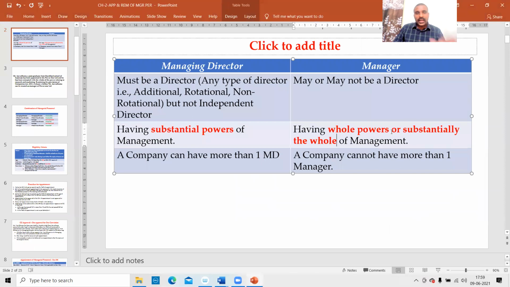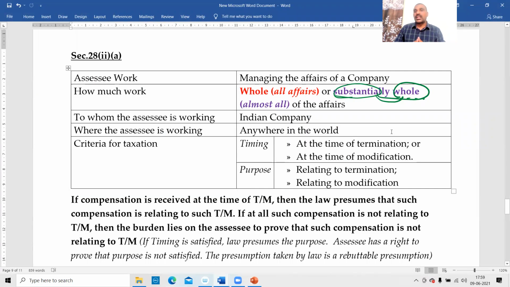Managing director manages only some work, whereas manager manages the whole work. Manager's work is more extensive than the managing director's work. So therefore, I suggest you read the definition of manager and managing director as per the Companies Act. Now you'll get some clarity that this is relating to manager, not related to the managing director.